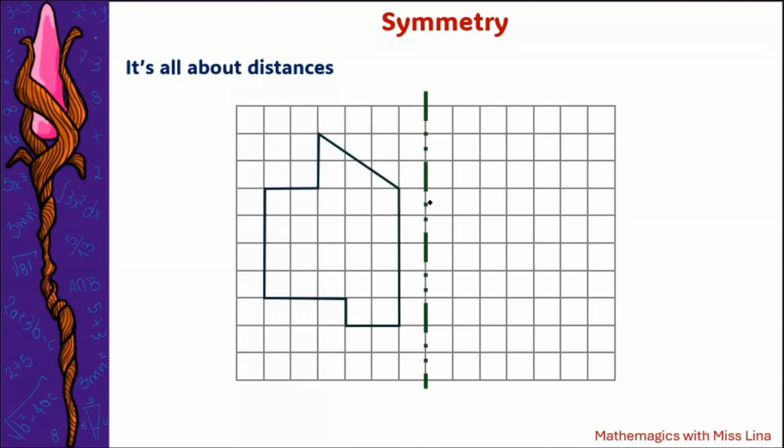When you have these cases, use the squares to count the distance to the mirror. For example, this is 1, 2, 3, 4 from the mirror. So we need to go 1, 2, 3, 4 to find the reflected point. So this is going to be a point of the figure. 1 to the mirror, 1 to the mirror.